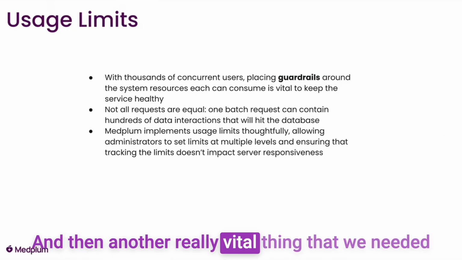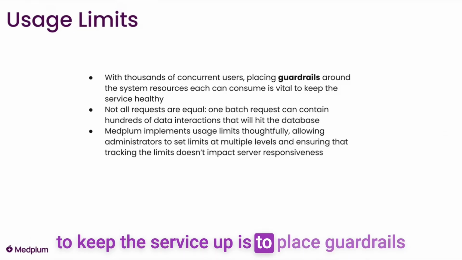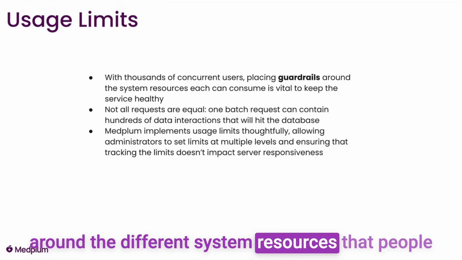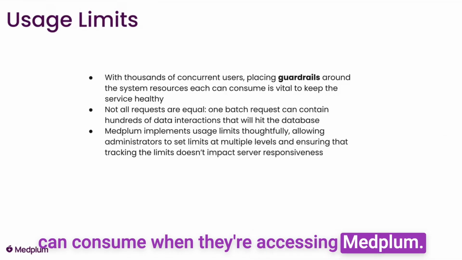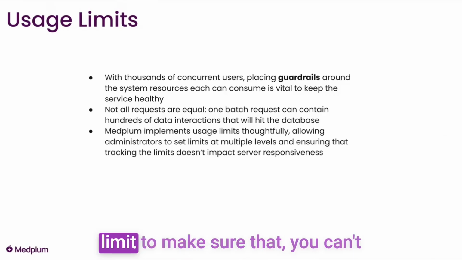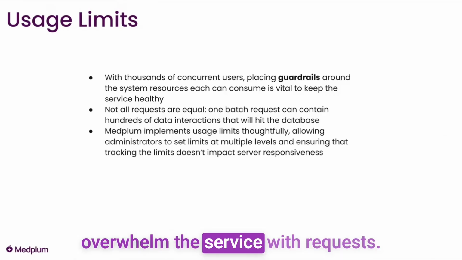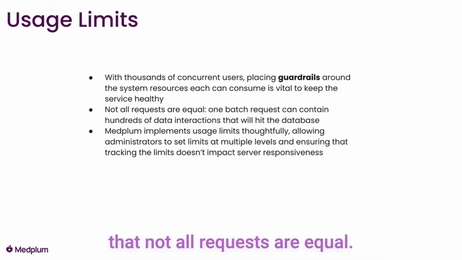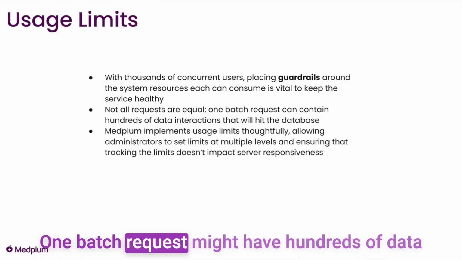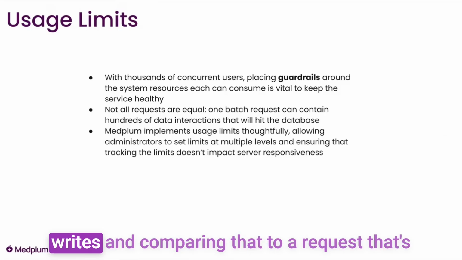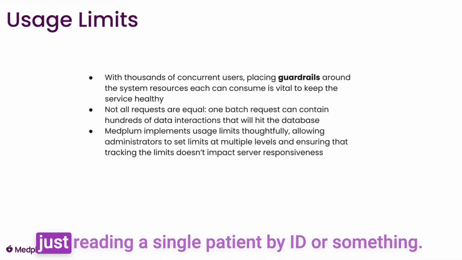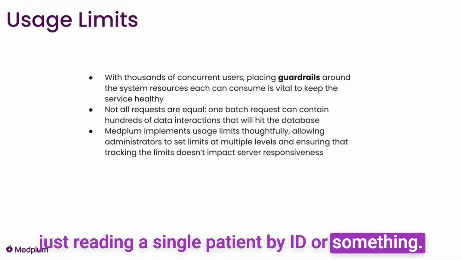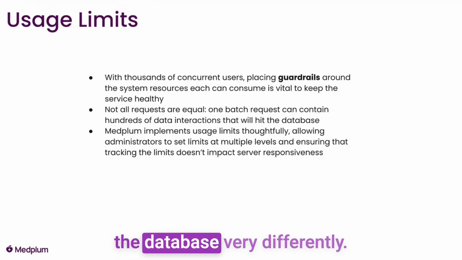And then another really vital thing that we needed to keep the service up is to place guardrails around the different system resources that people can consume when they're accessing Medplum. We have a pretty standard rate limit to make sure that you can't overwhelm the service with requests. But we also have to consider that not all requests are equal. One batch request might have hundreds of data writes, and comparing that to a request that's just reading a single patient by ID or something, those impact the server and the database very differently.